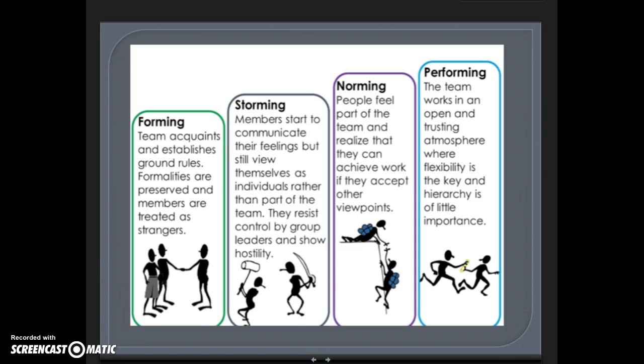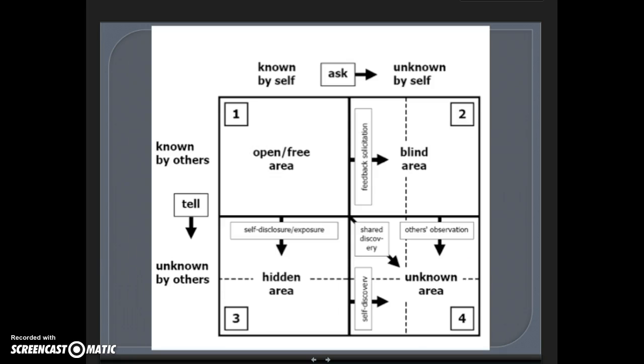When this is applied to actual groups, hardly any of them actually get to the norming and performing stage. Many groups get caught in forming, and many groups get caught in storming and are not able to make it to the point of trusting one another. So another concept that I talked about in the personal part of the trifocal lens was the Johari window.